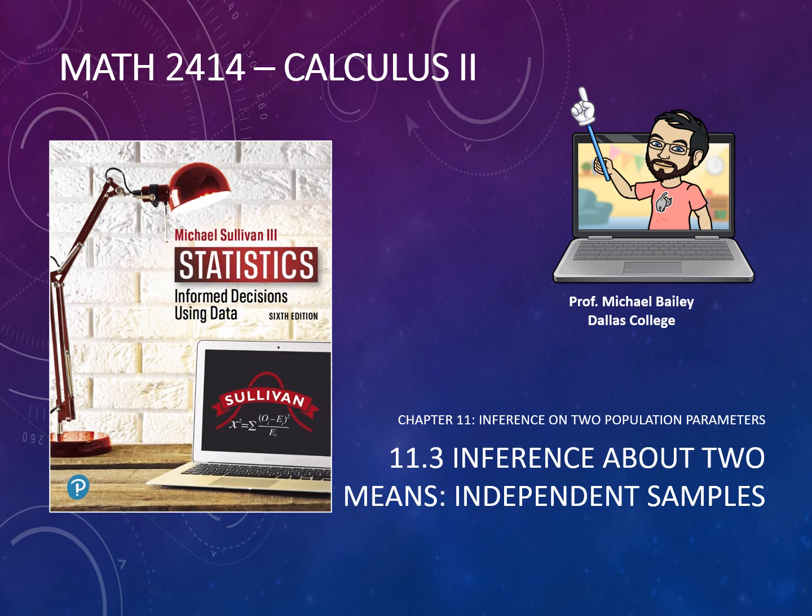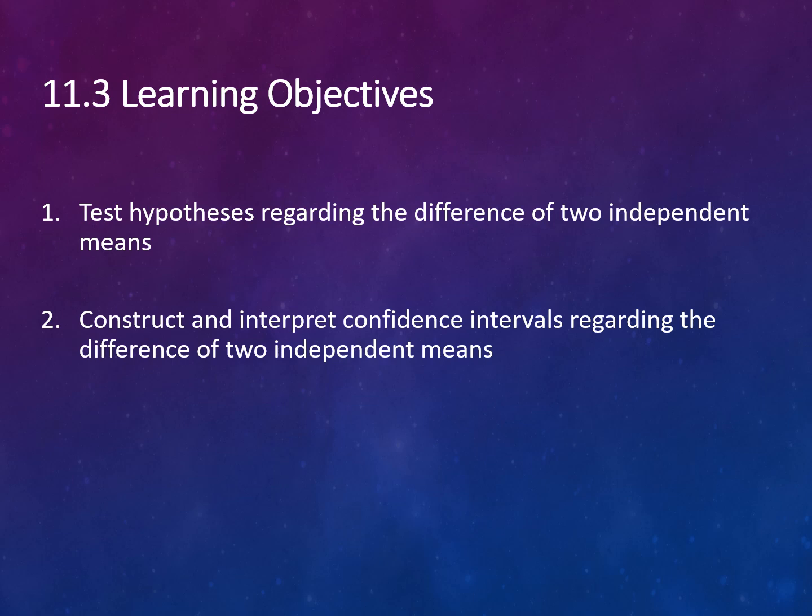Our next section in Chapter 11 is 11.3, Inference about two means with independent samples. So this is going to look pretty familiar and similar to what we just went through in 11.2, which is nice because with just this subtle change in formulas, the process remains relatively the same. So we're getting a lot of practice in those same steps. So we're going to test hypotheses regarding the difference of two independent means.